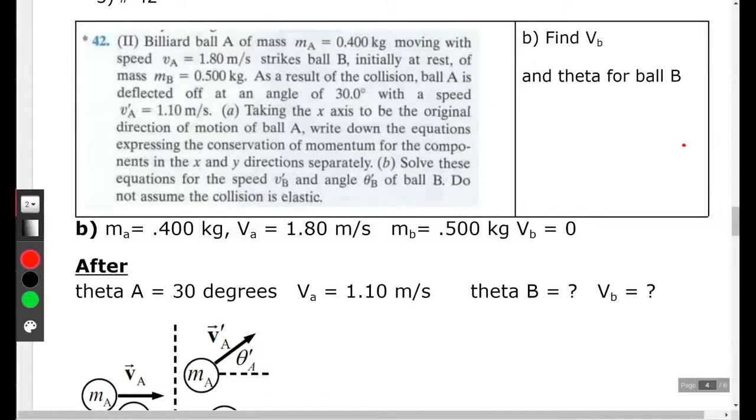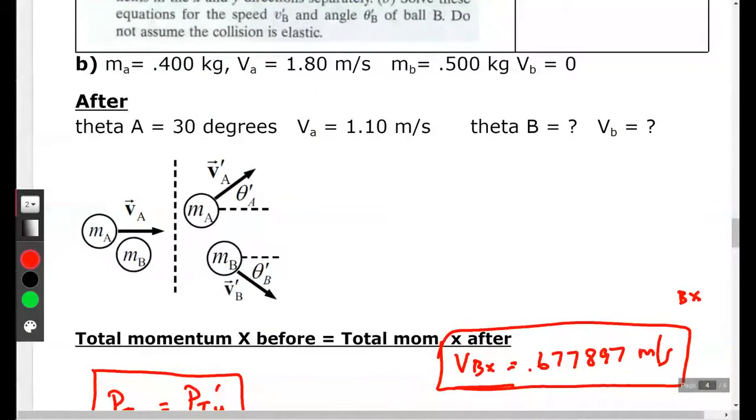We have a problem with a billiard ball. It has the following mass and the following velocity, and it strikes a ball that is at rest. We're looking at this over here. So billiard ball A is moving in the x direction and strikes a ball.